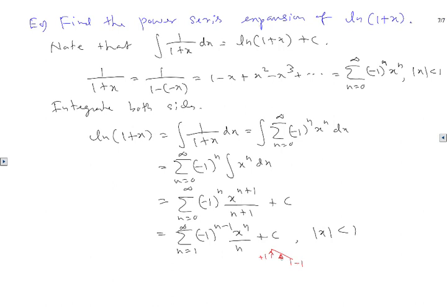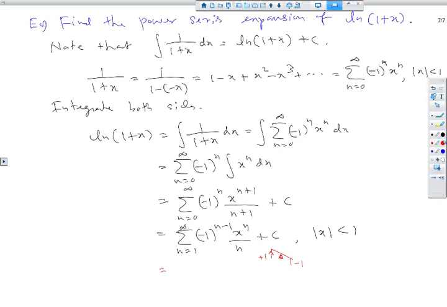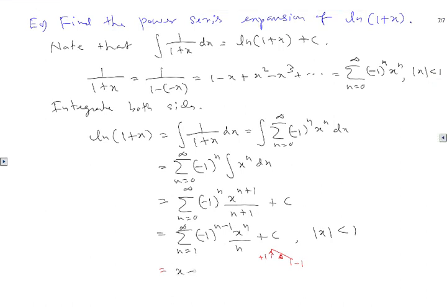And if you want to expand this, so what do you get? What's the first term? When you plug n equal 1, you get x. When you plug in n equal 2, you get x squared over 2, and then x cubed over 3, x to the 4 over 4, plus like that. So that's the power series representation. You can even leave the sigma on, but still there's a c in there, so that's not good.